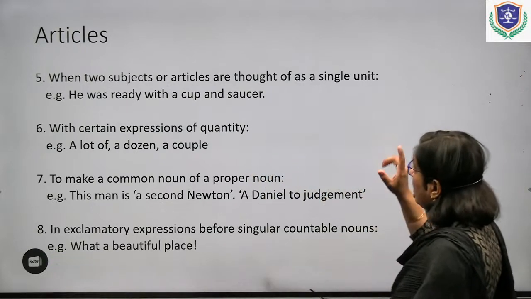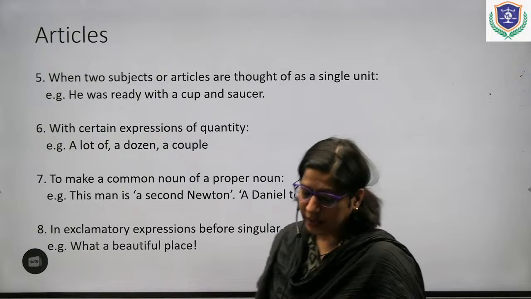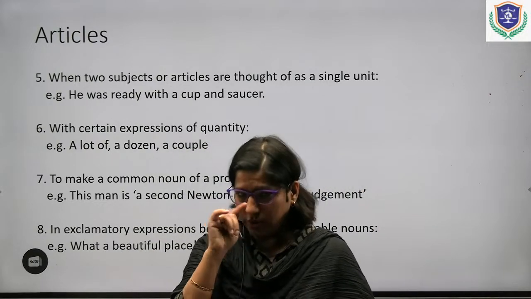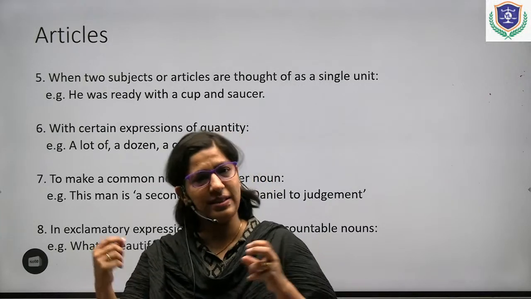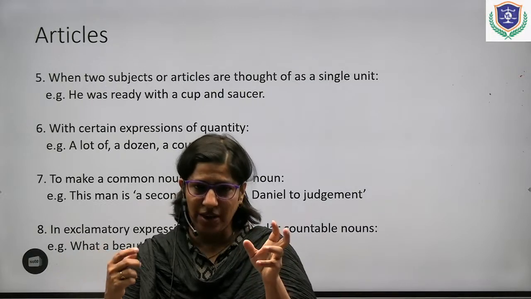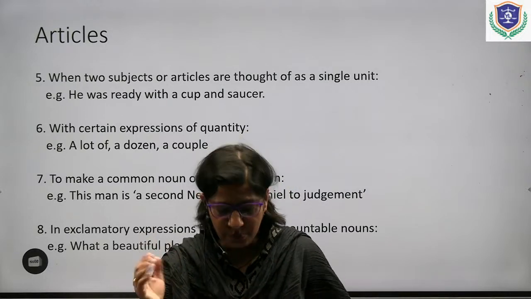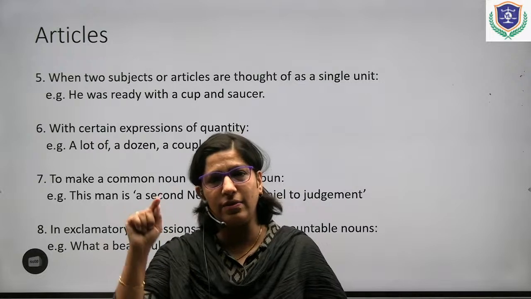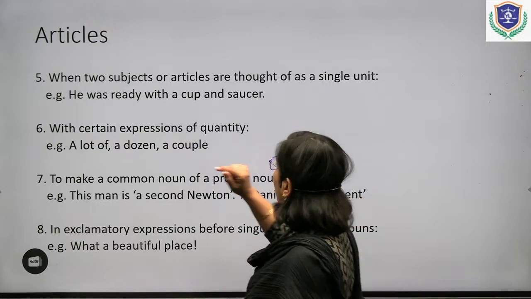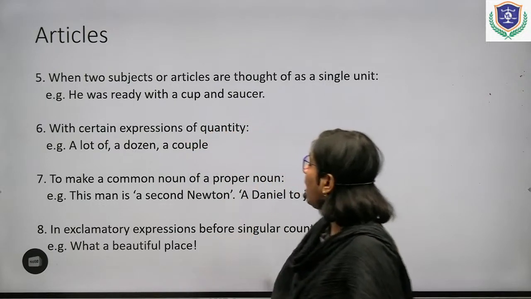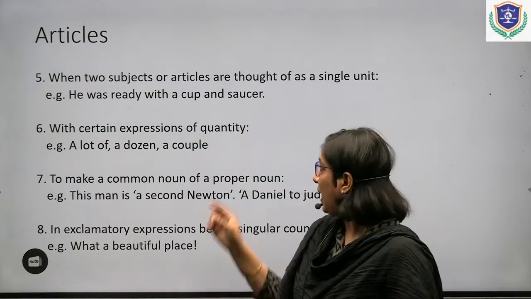Now this is interesting. If you look at number 5 here, when two objects or articles are thought of as a single unit. I have already told you about concord: single subject, single verb, plural subject, plural verb. Two subjects joined with and will take a plural verb, like gold and silver are precious metals. So what is happening here? There's a sentence which says he was ready with a cup and saucer. It's written here, two subjects or articles are thought of as a single whole.